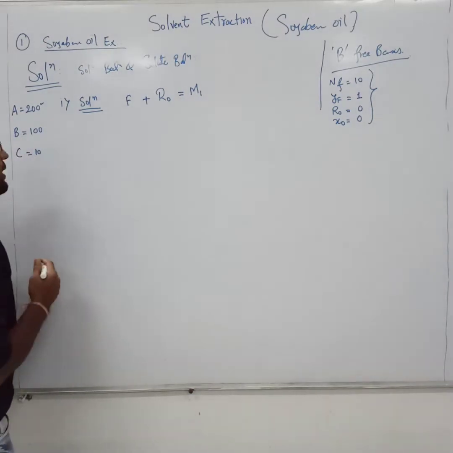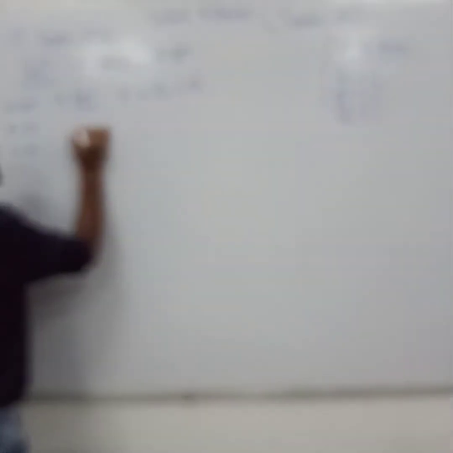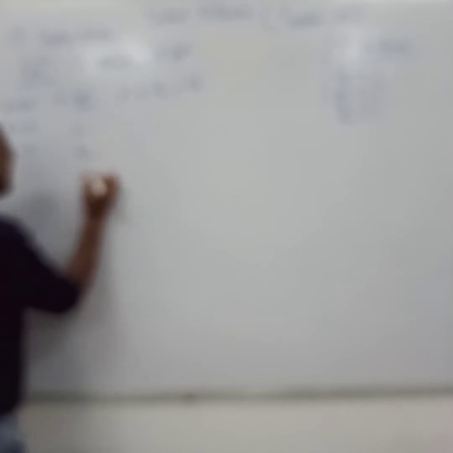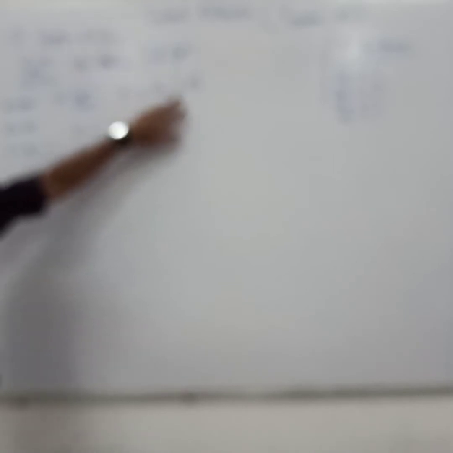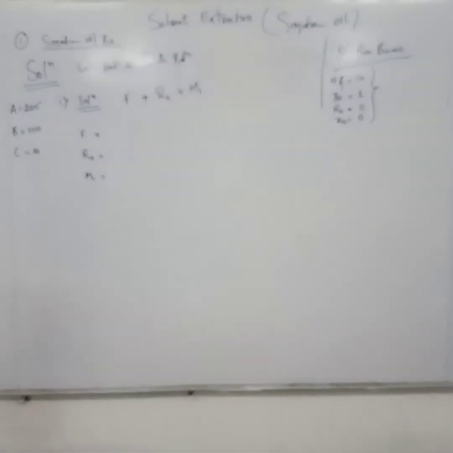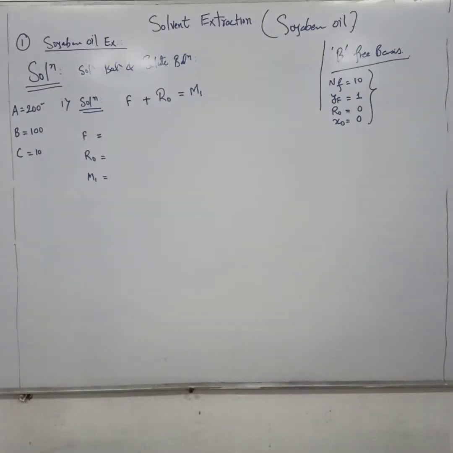M1 is your mixture. So what is our capital F here? RO here and M1 here. Capital F is our feed, means soybean seeds. RO represents our solvent, and M1 is our mixture. So how can we find the value of F? F is found as A plus C.